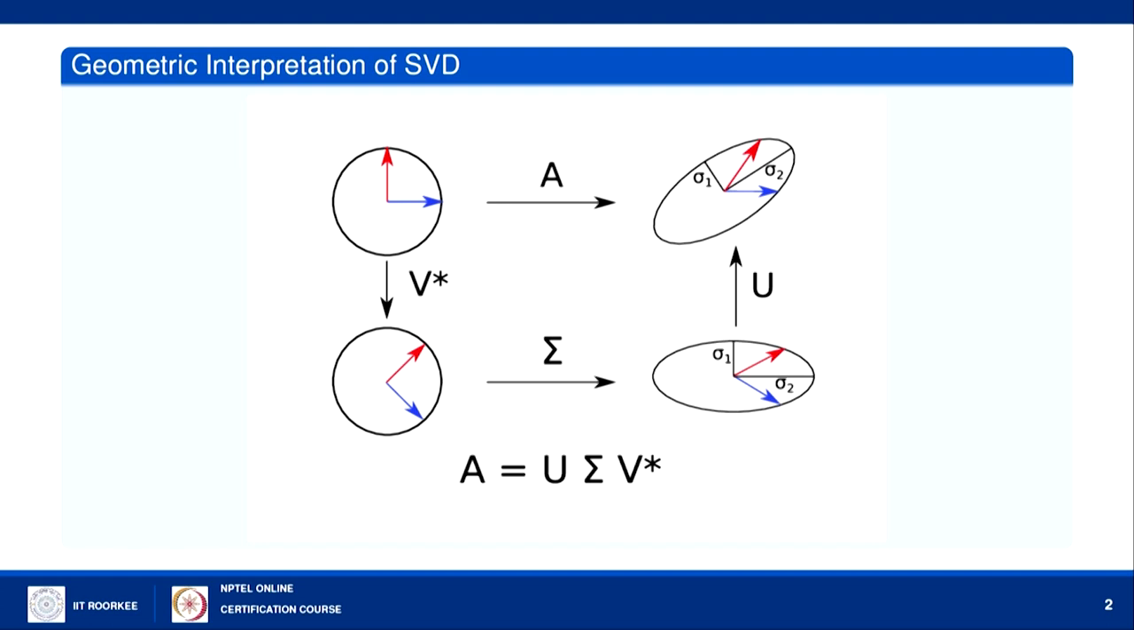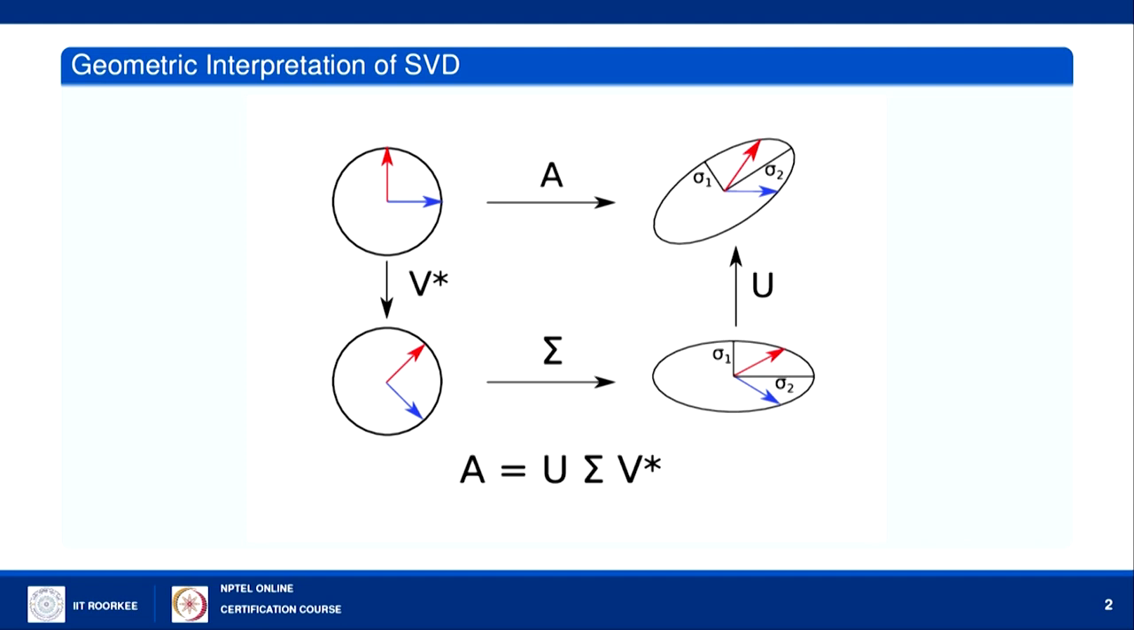Just look here. Suppose I have a unit circle and these two vectors, one blue and another red. If I apply a transformation A, which may also be a rectangular matrix, then this circle transforms into this ellipse having this orientation. Now, what is the meaning of that in terms of singular value decomposition?